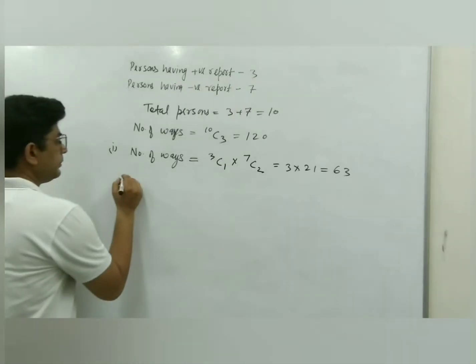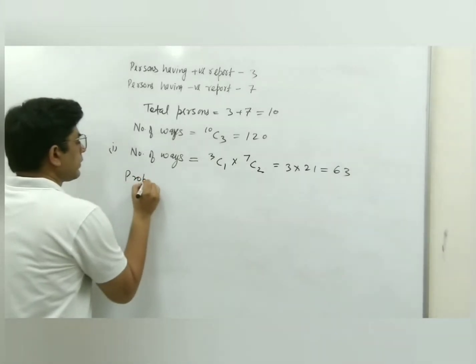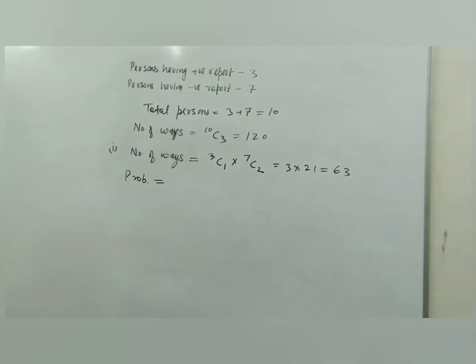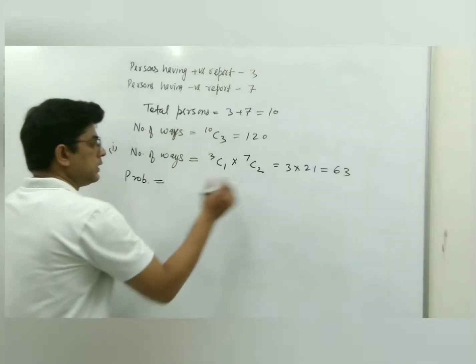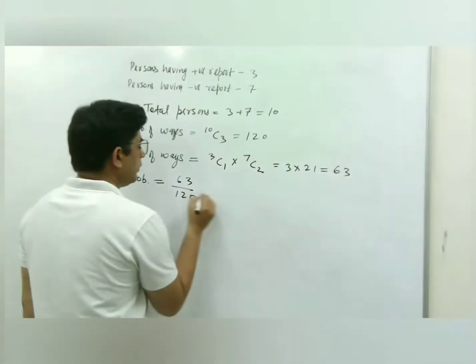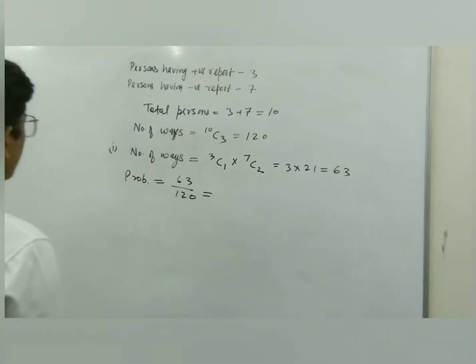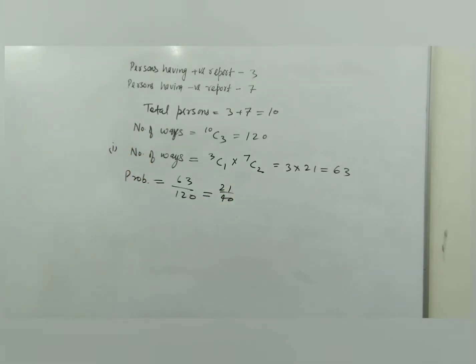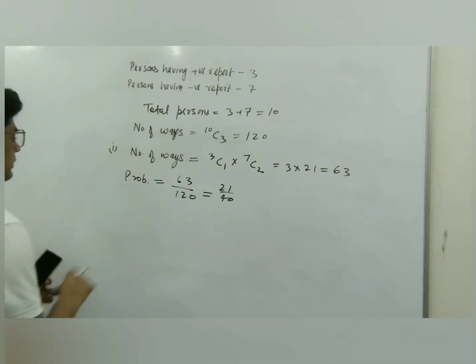So the required probability, the probability of choosing 1 person which have positive report and 2 persons which have negative report, this will be equal to 63 upon total number of ways are 120. We can write this as equal to 21 upon 40. Okay.